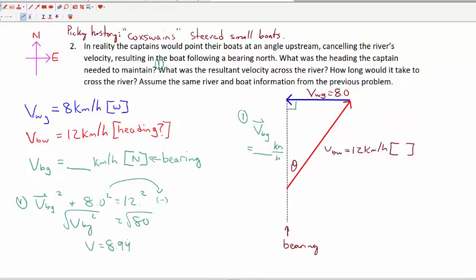Sorry, almost mixed up my units there. Kilometers per hour. But we already know the direction. This is north. Done. So number one, the resultant velocity across the river. It's 8.94 kilometers per hour.